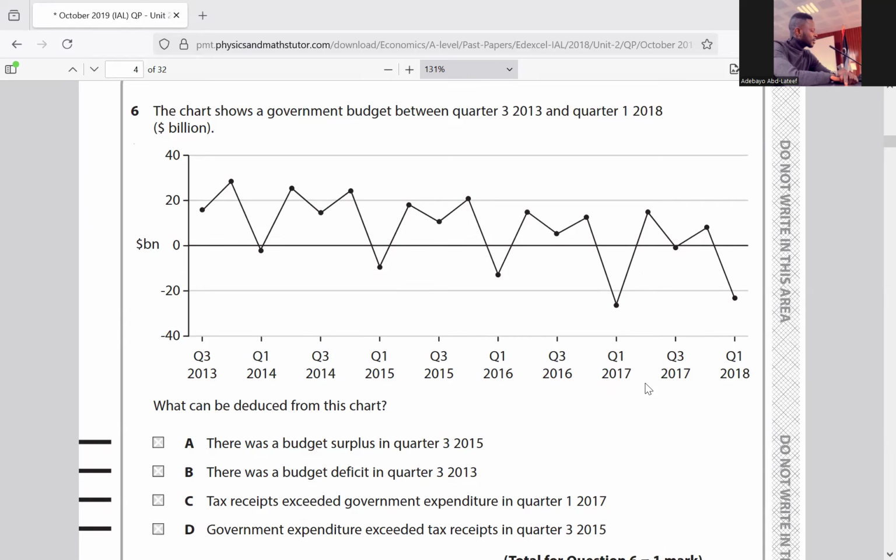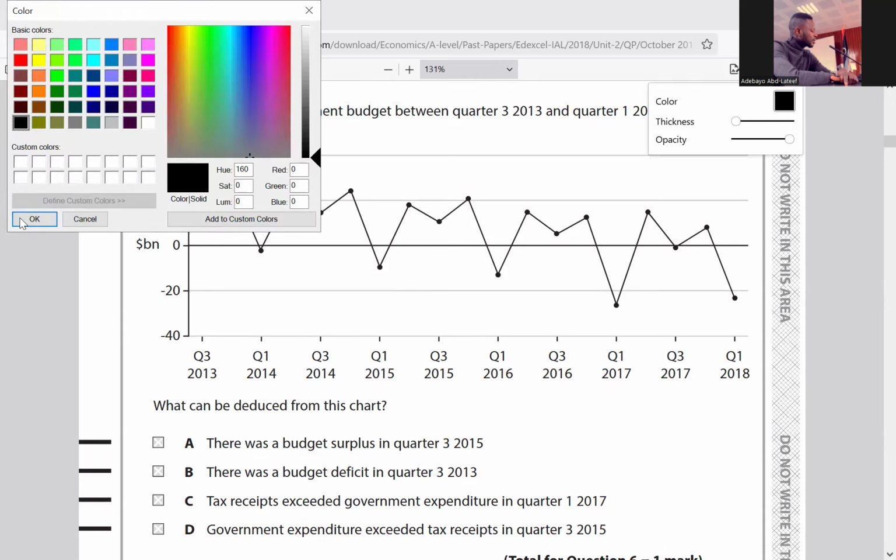C, tax receipts exceeded government expenditure in quarter 1 of 2017. Quarter 1 of 2017, expenditure, this is a deficit, which represents more spending, more expenses than receipts. So it is not C. And D, government expenditure exceeded tax receipts in quarter 3 of 2015. Quarter 3 of 2015, no, we have a budget surplus. So it is not deficit, so it is not D. So question 6 is A.